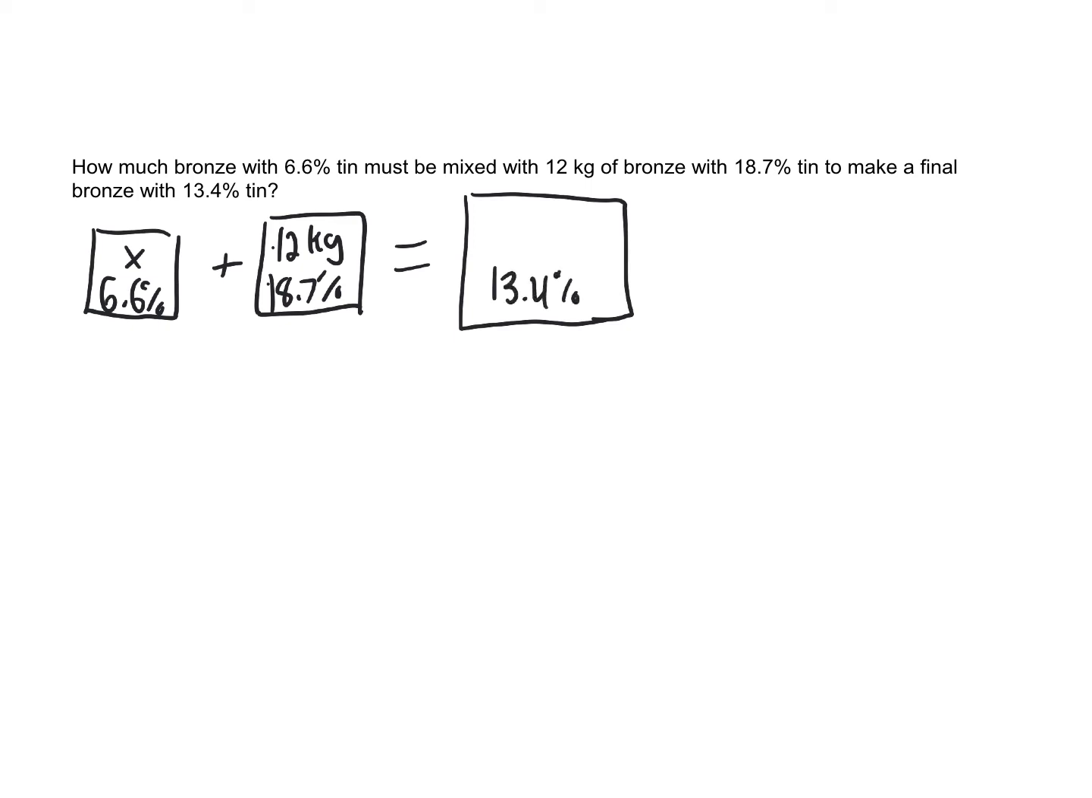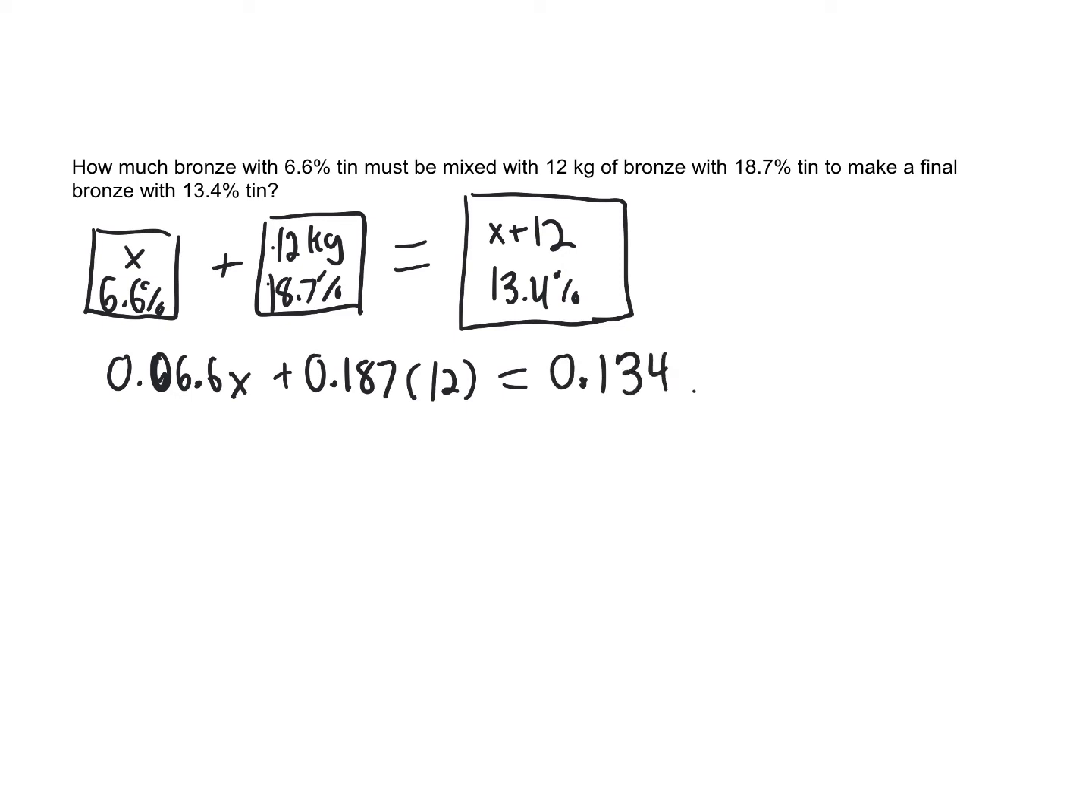Now when we're adding things together, the final is going to be the x plus 12 for your mass. Now your equation is just going to be the amount of tin in each. So 0.066x plus 0.187 times 12 equals 0.134 times x plus 12. Multiply things out, collect like terms.